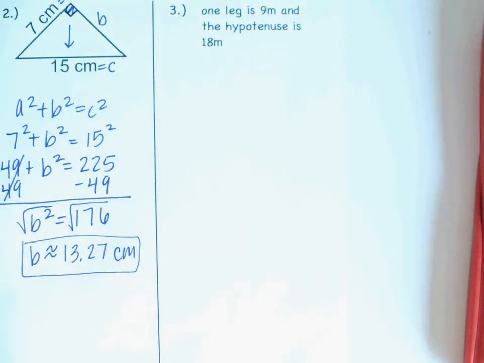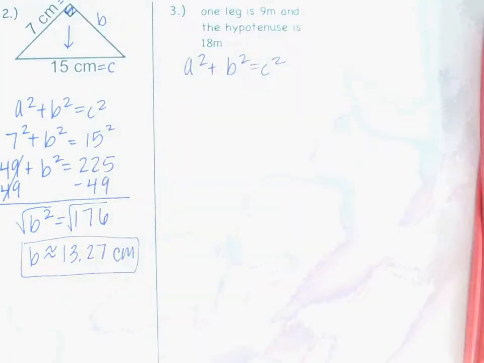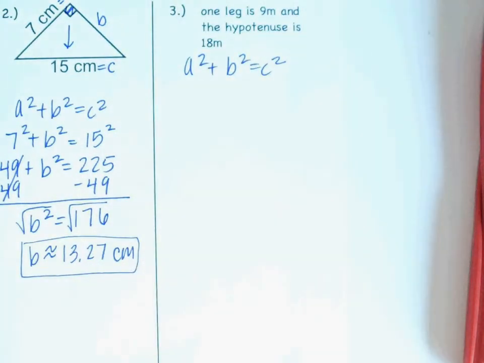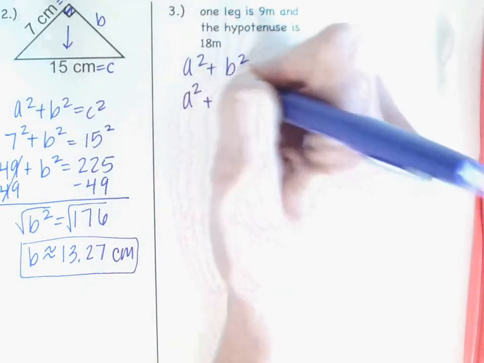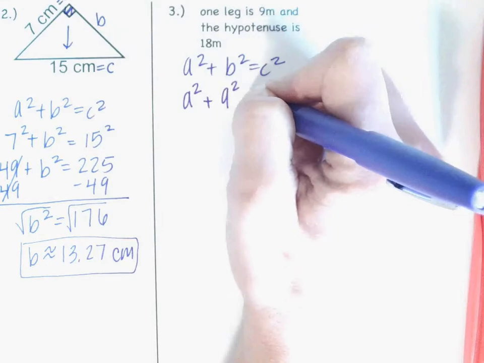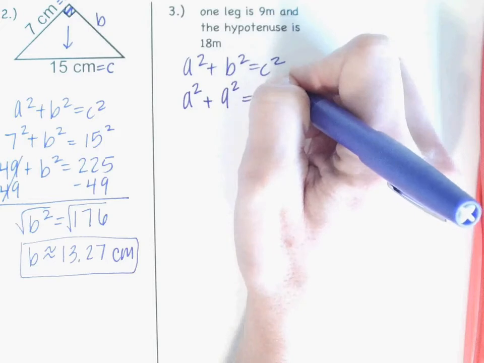Last one, it says one leg is 9 meters and the hypotenuse is 18 meters. We're going to have to find that missing length. So if I use the formula a squared plus b squared equals c squared, my next step is just to make the substitutions. 9 is going to go in place for one of the legs. A and B are both legs. It doesn't matter where you put 9. I'm just going to put, you know what, you guys like a squared, and I'm going to put 9 in for b squared. So I have 9 squared instead of b squared. And then I'm going to put 18 in for c squared.